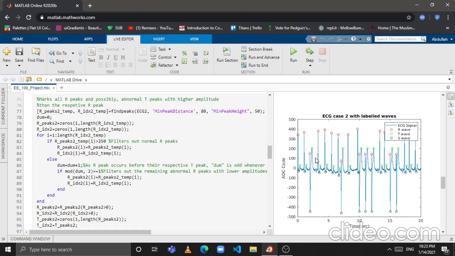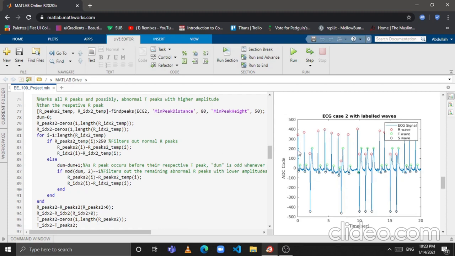We use the fact that the R peaks occur before the T peaks. First of all, any peak that has an amplitude of over 250, we characterize as an R wave, as implemented in this conditional over here.